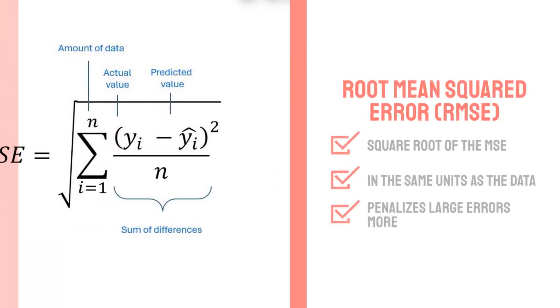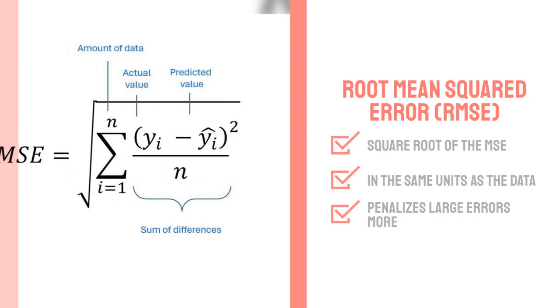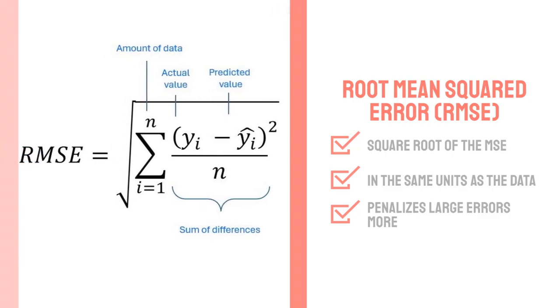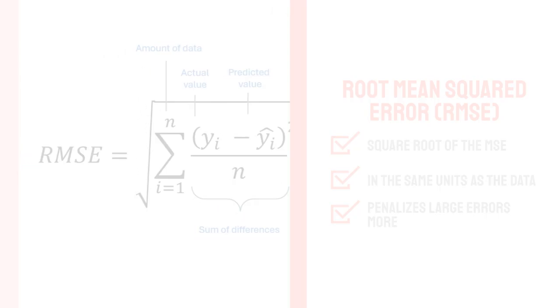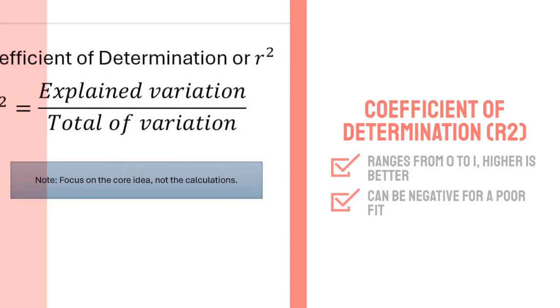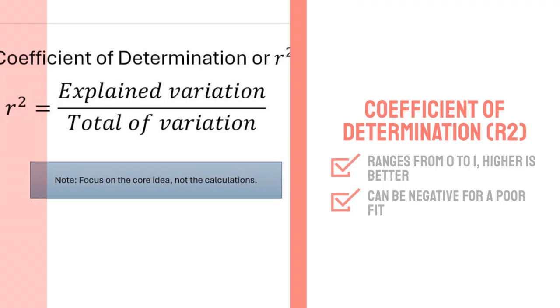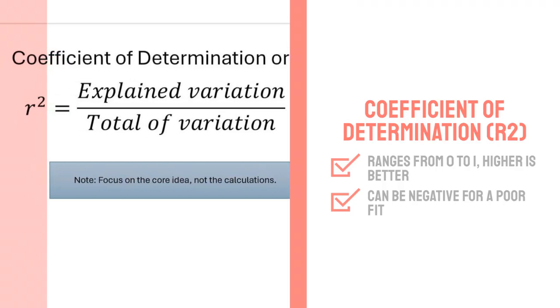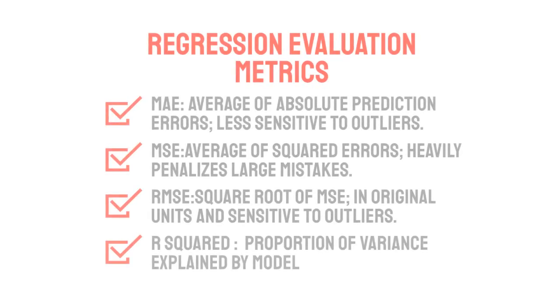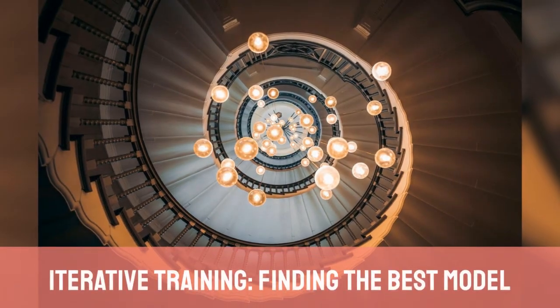RMSE measures the standard deviation of residuals, or the prediction errors. It's in the same units as the data, making it easy to interpret, and its squaring of errors means it disproportionately penalizes large mistakes. Coefficient of determination, R², is a measure of how well a regression model fits the data. It represents the percentage of the dependent variable's variance that can be explained by the independent variables, with a value closer to 1 or 100% indicating a better fit. While these concepts can be complex, you only need to understand the principles for the AI-900 exam, not the underlying mathematics.